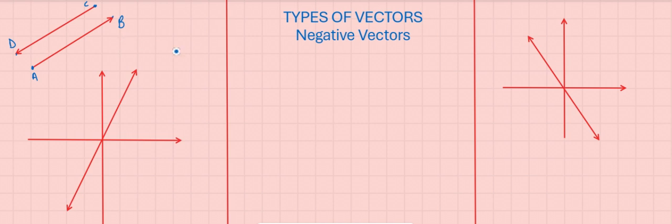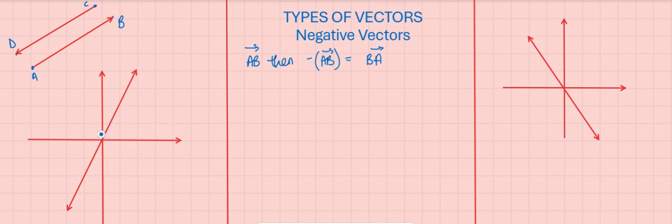Now, how do we depict negative vectors? If we have a vector AB, then negative or minus AB will be written as BA. So in vectors, we want to show that it's actually moving in the opposite direction. So we start from the terminal point and we move back to the initial point.